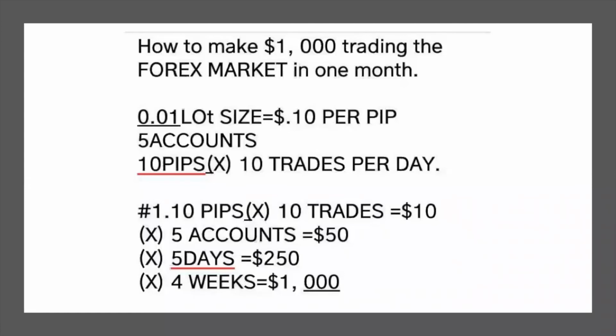The first thing that I'm going to go to is how to make $1,000 trading Forex in 1 month. You go in a lot size of 0.1, which is a 10-cent lot. You can open up 5 accounts. Now, you can go 10 pips for each trade per day, and that 10 pips will equal out to $10. So $10 with 5 accounts will equal out to $50 a day, so in 5 days that's $250. In 4 weeks, that's $1,000, and so on and so on.